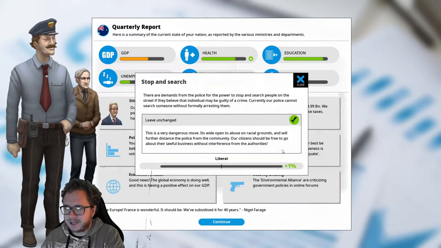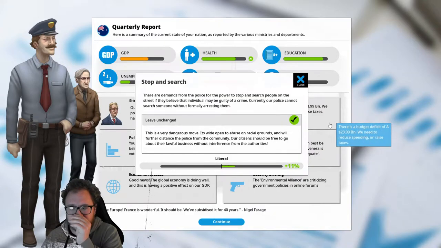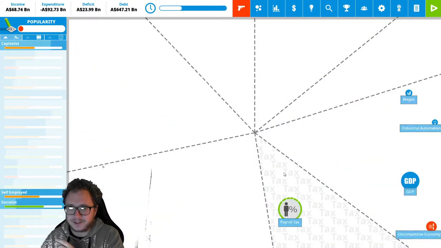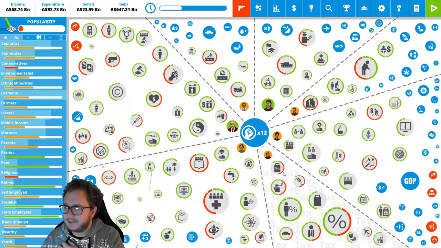No, we're going to leave that unchanged. I don't like the idea of anyone being able to be searched just because there is a thought that they may have done something that is not of interest at this point. We will monitor that, and we can change that.